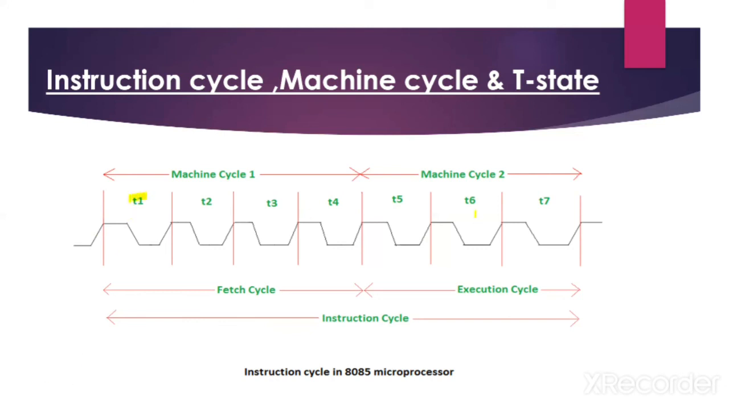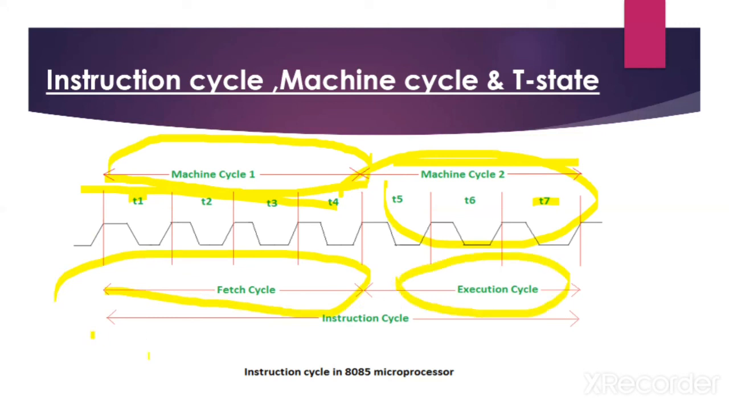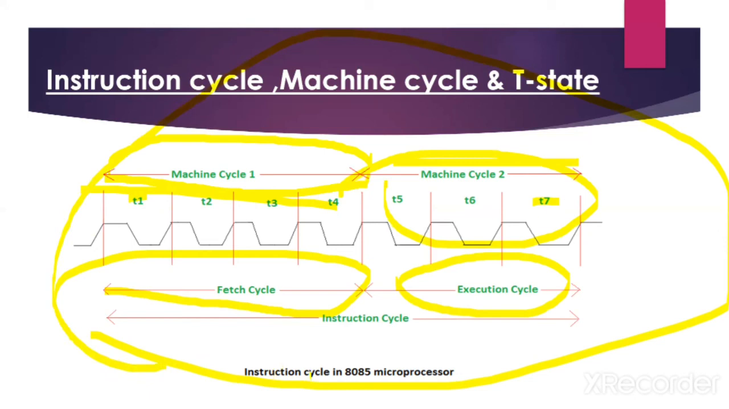Here is T1 to T7. One machine cycle contains 4 T states, T1 to T4, and the second machine cycle contains 3 T states, T5 to T7. It's a fetch cycle, and next is execution cycle. This complete is the instruction cycle. Now what is T state? T state is a subdivision of an operation which is performed in one clock period.